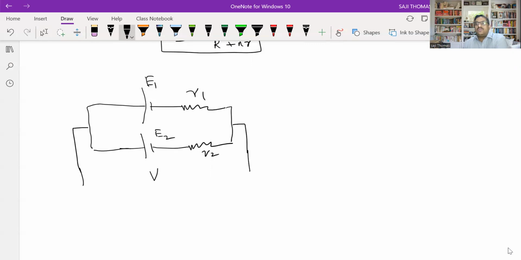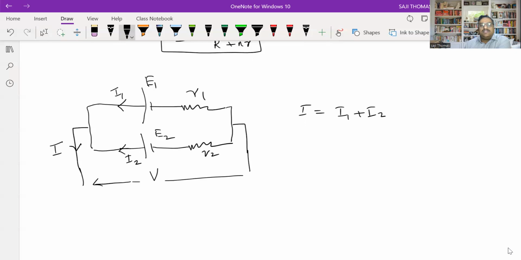And you know, in a parallel combination, the potential difference remains the same, but currents divide. Current through the cell E1 is I1. Current through E2 is I2. So the current through these two is I, the total current, I1 plus I2. In a parallel combination, the potential difference across the combination of cells is the same.